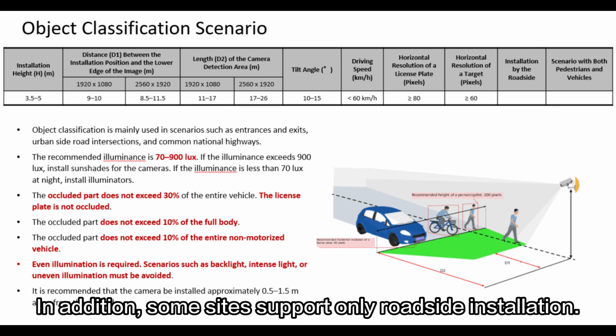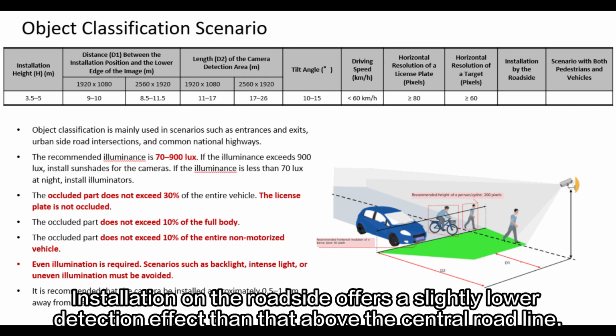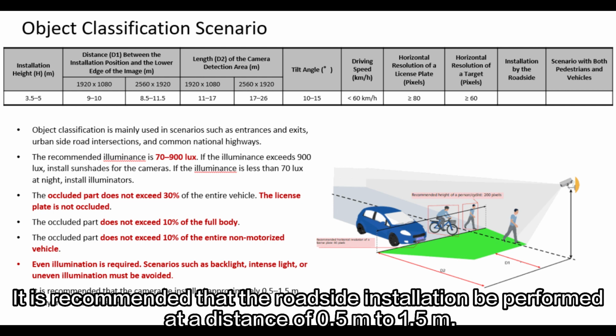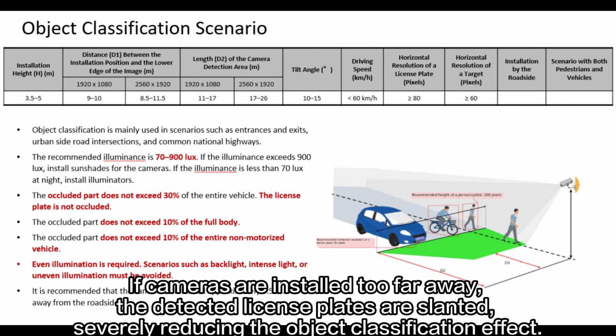In addition, some sites support only roadside installation. Installation on the roadside offers a slightly lower detection effect than that above the central road line. We therefore need to pay more attention to the image effect in the subsequent commissioning process. It is recommended that the roadside installation be performed at a distance of 0.5 m to 1.5 m. If cameras are installed too far away, the detected license plates are slanted, severely reducing the object classification effect.